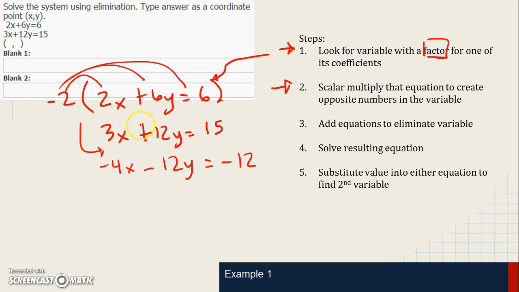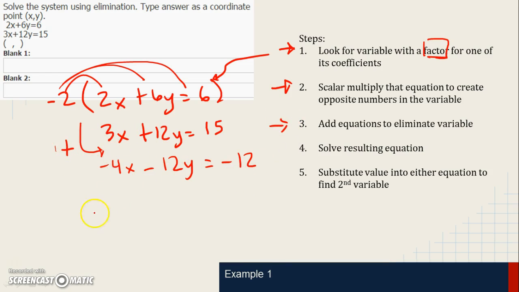So make sure that you're multiplying it to all three. Now, if you can see, we've got opposite numbers in front of our y variable. So when we add, it's going to create a 0 in front of the y, which means y has been eliminated. So let's go ahead and do that now, which is our third step. Add to eliminate one of the variables.